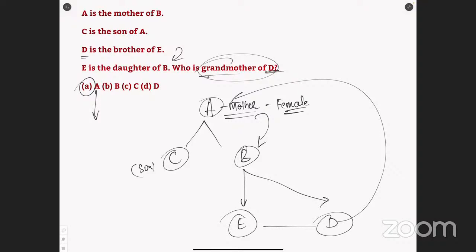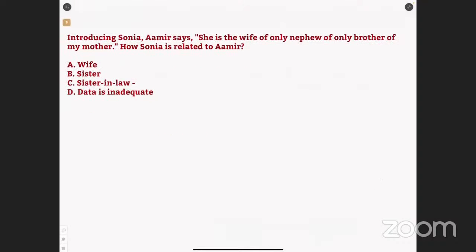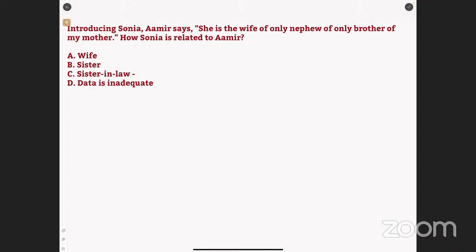Next. Introducing Sonia, Amir says, she is the wife of only nephew of only brother of my mother. How is Sonia related to Amir? Once again, who is introducing Sonia? Amir is the one who is introducing Sonia. And what does he say? He says, she is the wife of the only nephew of the only brother of my mother.